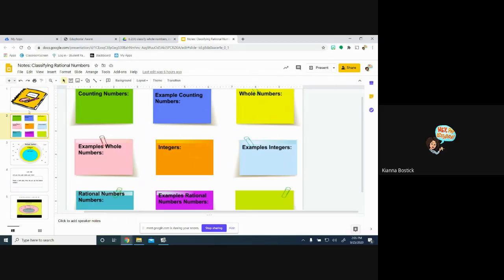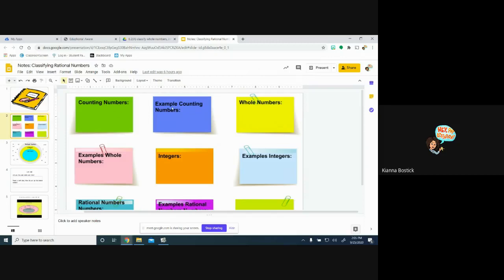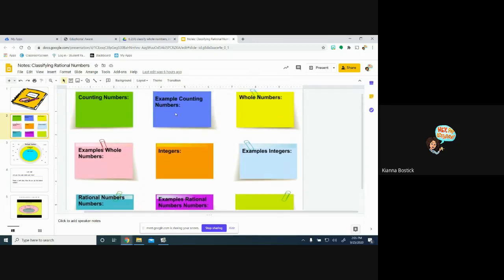If you go on to the next page of the notes, you have some sticky notes with some words and asking you for examples of the words. We're going to go over this. Counting numbers, if you think about it, are just numbers that you use to count on an everyday basis. So we're going to write in the text box. You just have to click underneath counting numbers and it will pop up. We're going to write numbers we use to count.